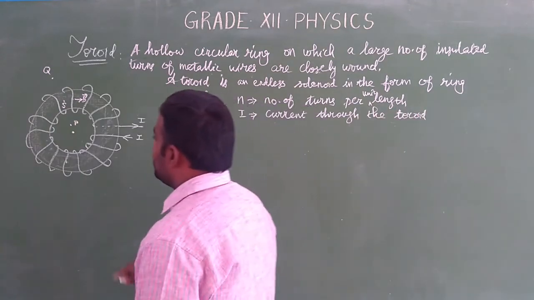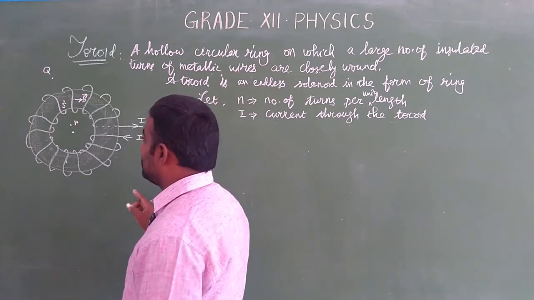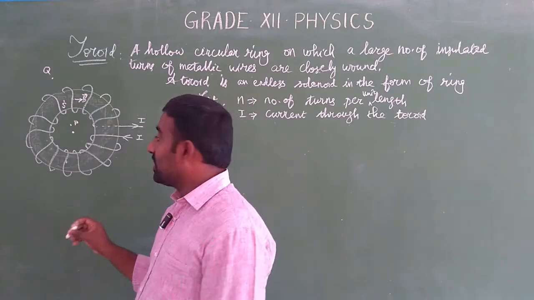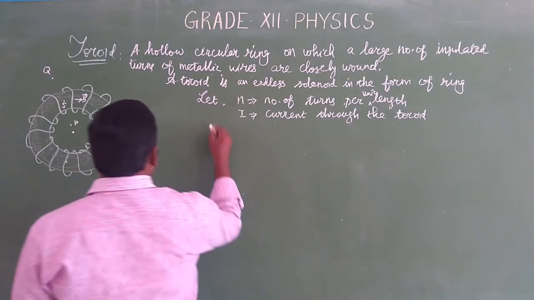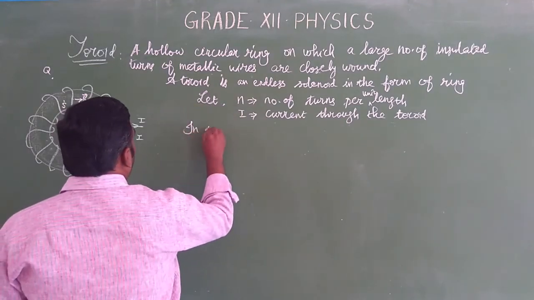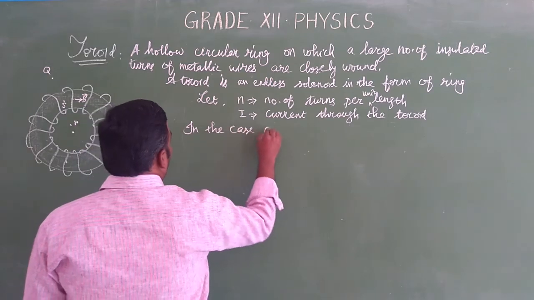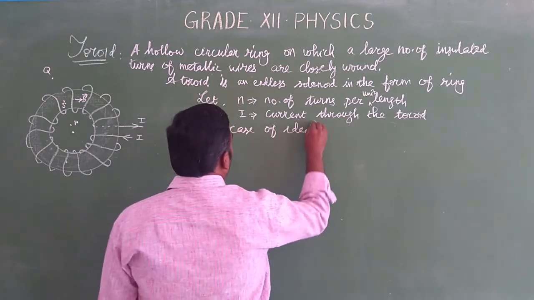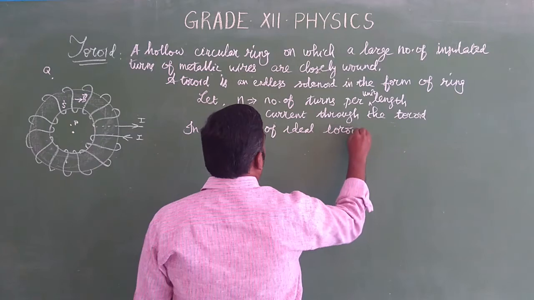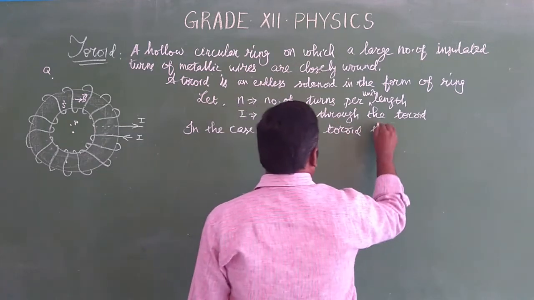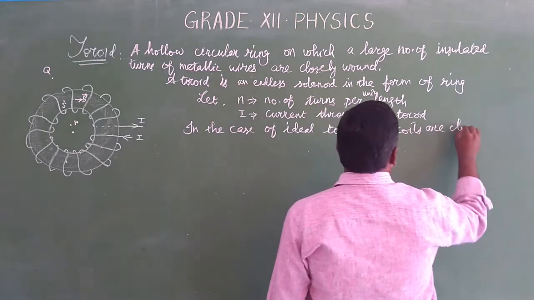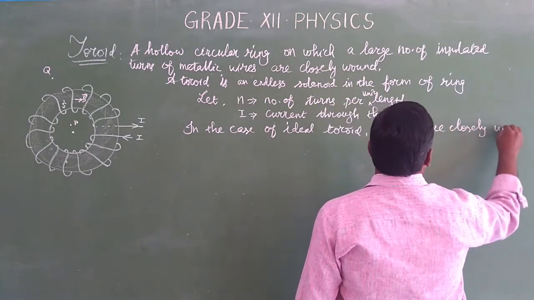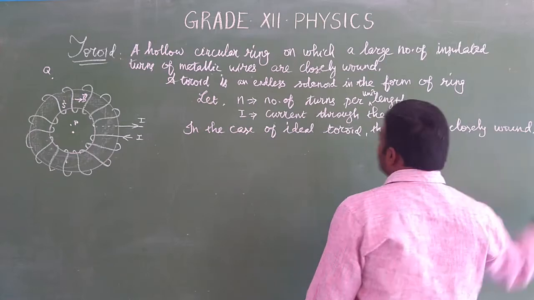We are going to calculate the magnetic field of an ideal toroid. For an ideal toroid, the coils are closely wound.